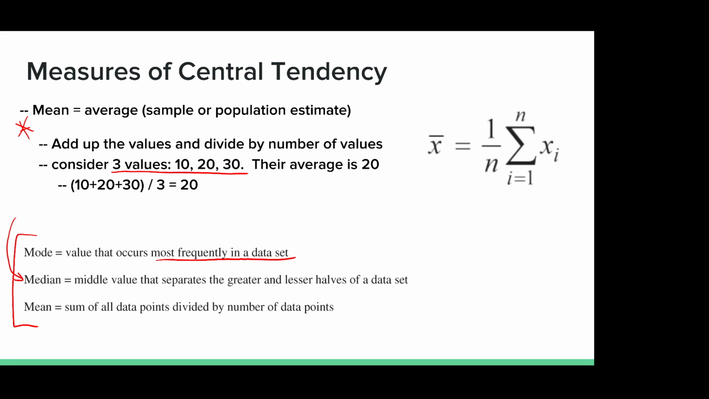Median, there's no real formula for it. You just order the values and take the middle term. And then mode is, again, you just examine the data for the one that occurs most frequently.